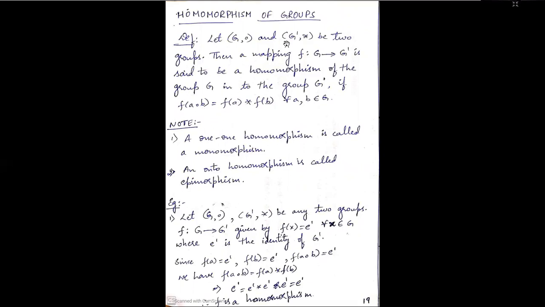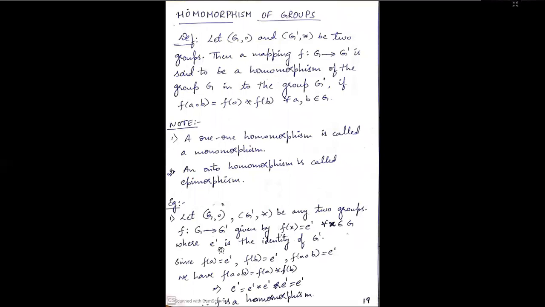And if this mapping f is one-one, we call that kind of homomorphism a monomorphism. And if this f is onto, it is called an epimorphism. In the next classes, I will tell you how to check whether f is one-one or onto.